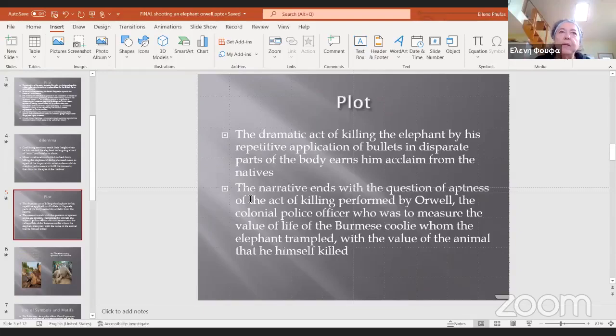Very interesting, of course, is at the end of the essay, how he keeps shooting. He doesn't stop shooting the elephant. He wants to put it out of its misery. The elephant doesn't die easily. It takes the elephant quite a long time to die. What does this mean? What is the symbolism of this creature who is unable to die and yet he continues to pump bullets into it? It's very interesting to note that he measures the life of that elephant in much more respectful ways than he measures the life of the Burmese coolie whom the elephant has trampled.